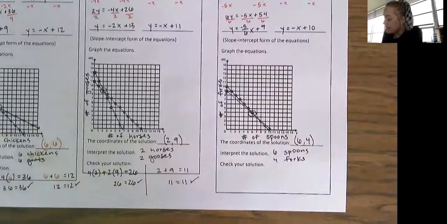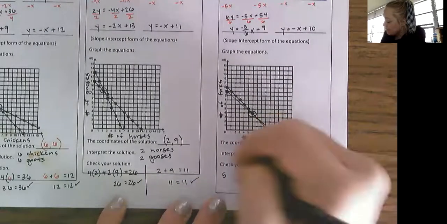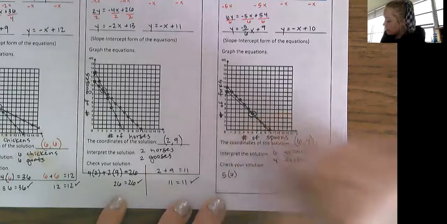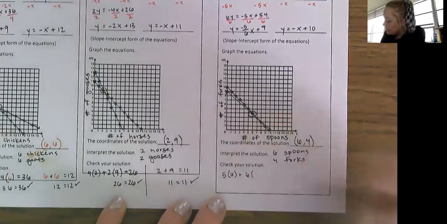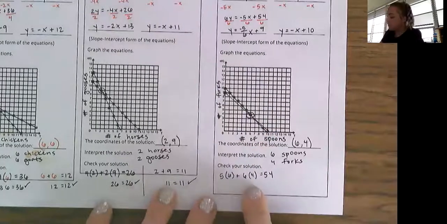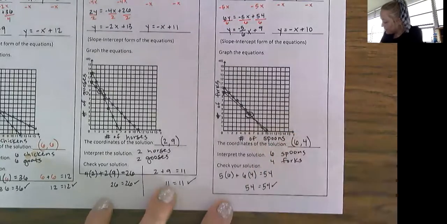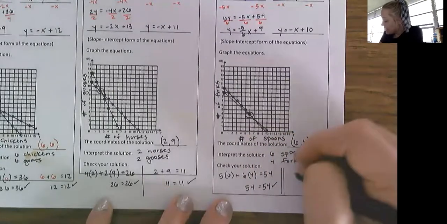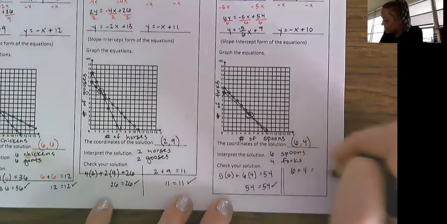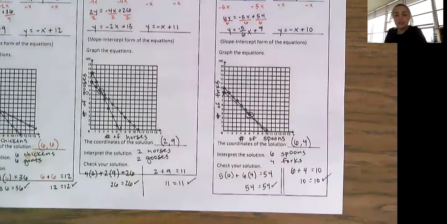Okay, when I check my solution, back to my original equations, instead of 5x, that's going to be 5 times 6 plus 6 times 4 equals 54. That is 30 plus 24, which is 54, equals 54. For our other equation, we've got x plus y, so that's going to be 6 plus 4, and we need it to equal 10, which, lucky for us, 6 plus 4 does equal 10. So both of them work, both of them are proper solutions.